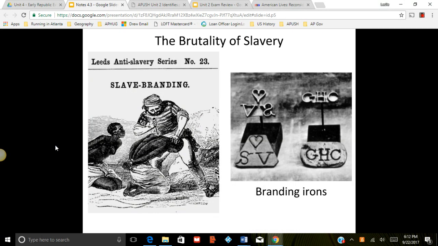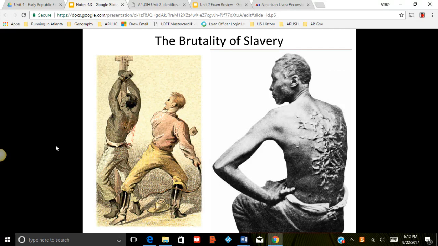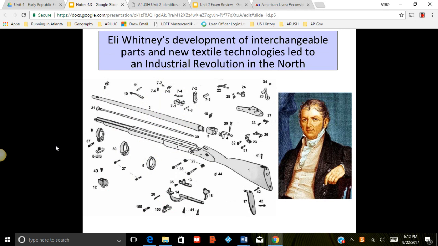Branding, these are examples of branding irons. And then these images which depict the whipping and the evidence of the whipping and the scarring of that. This is one of the most famous images used in the abolition movement to depict the brutality and the inhumanity of slavery.